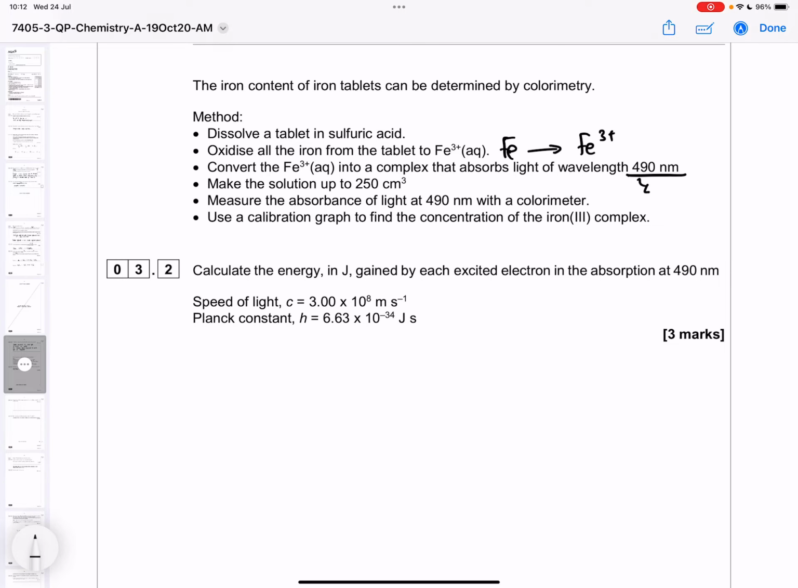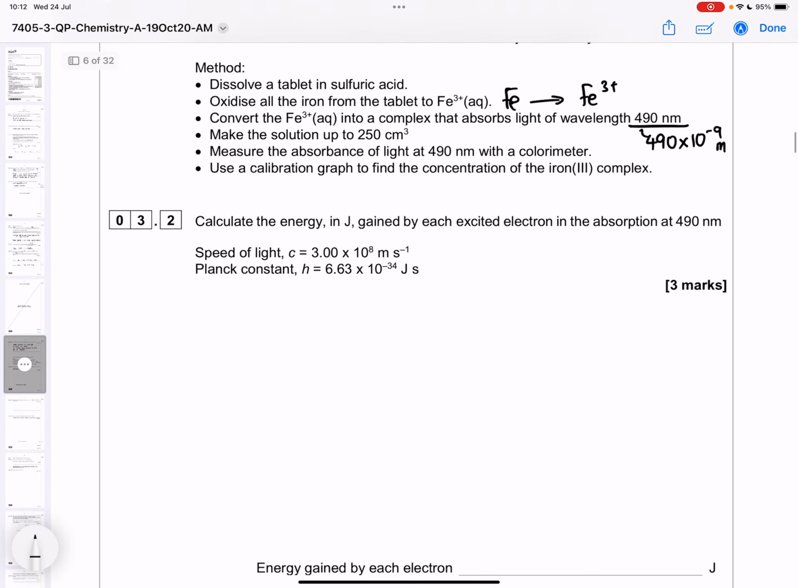So remember that there are 10 to the 9 nanometers in a meter, or times 10 to the minus 9. It was made up to 250. Measure the absorbance of light at 490 nanometers with a colorimeter and use a calibration graph to find the concentration.